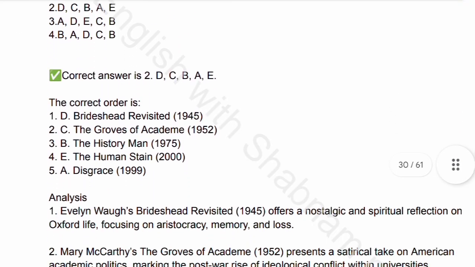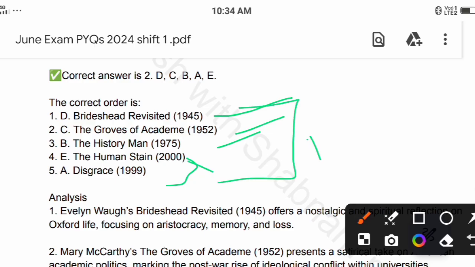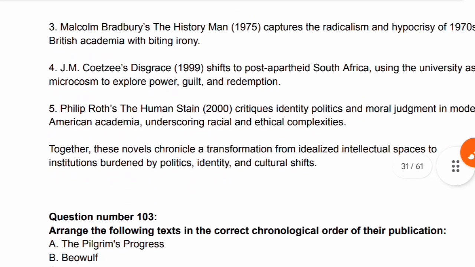Okay, so here is the correct option. Brideshead Revisited published first, that is in 1945. The Groves of Academe in 1952. The History Man 1975. Disgrace would be fourth, and the last one you have The Human Stain 2000. So this is the correct chronology of their publication. Do remember, okay? Let's move on to the next question, everybody.